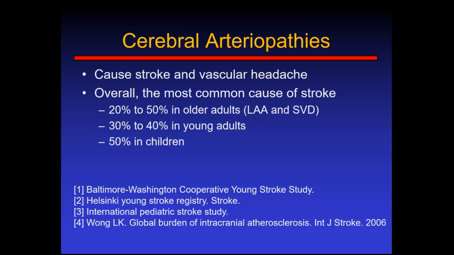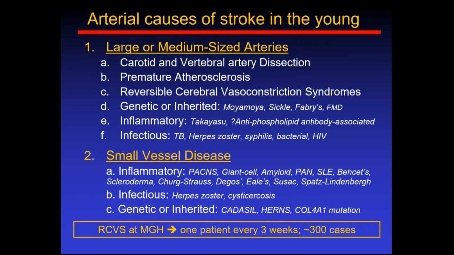In general, arteriopathies are probably the most common cause of stroke, even more common than cardiac causes, if you account for things like atherosclerosis of the carotid or intracranial arteries, small vessel diseases such as lipohyalinosis, and all the other arteriopathies. If you go to the younger populations, arteriopathies predominate as the cause of stroke. You can classify them in various ways, by mechanism, whether genetic or not, and so on.